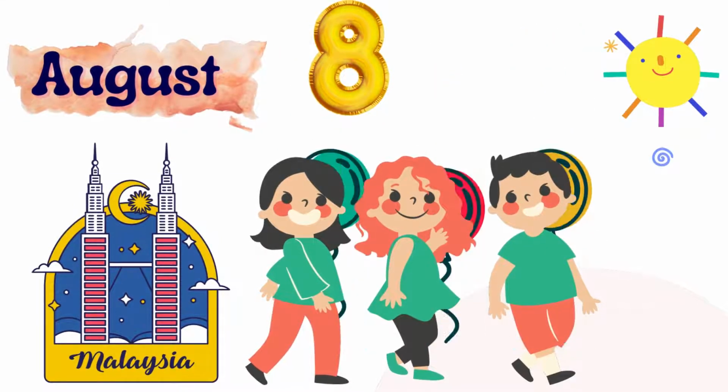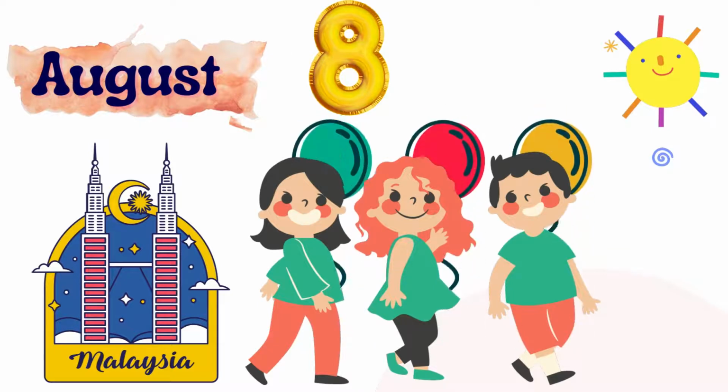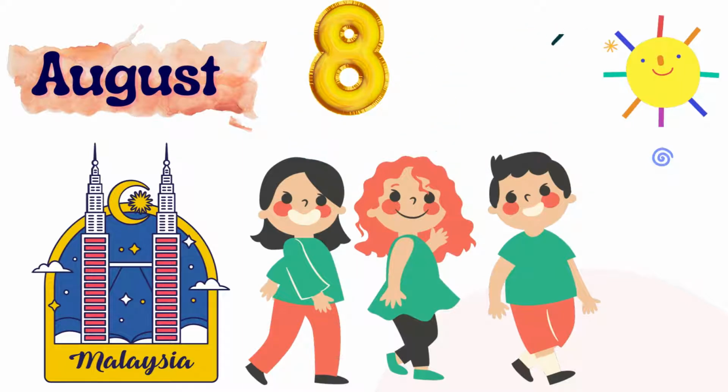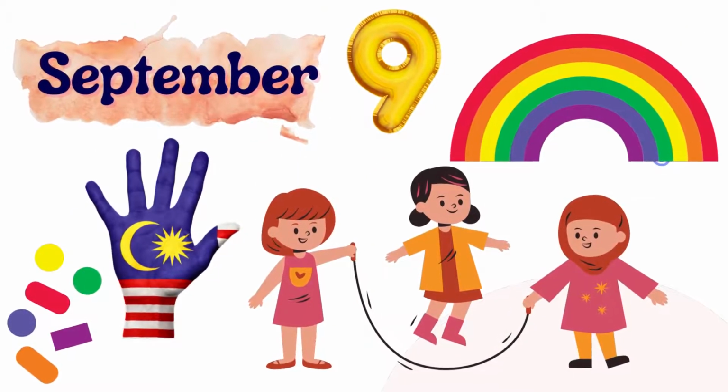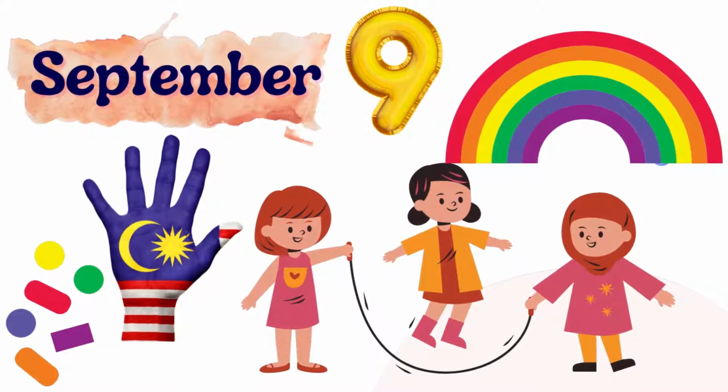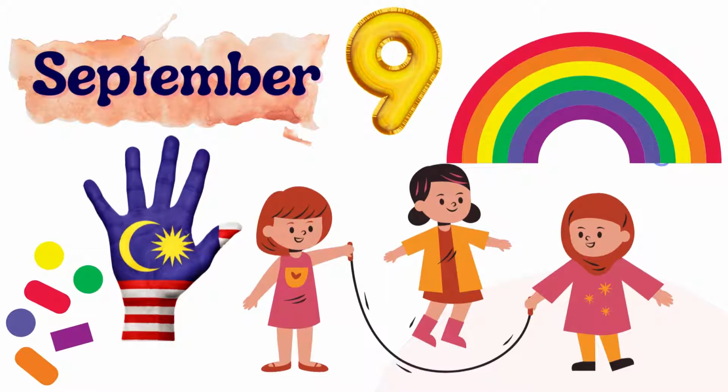The eighth month of a year is August. August. A-U-G-U-S-T. August. Well done. Next, the ninth month of a year is September. Say with me, September. S-E-P-T-E-M-B-E-R. September.